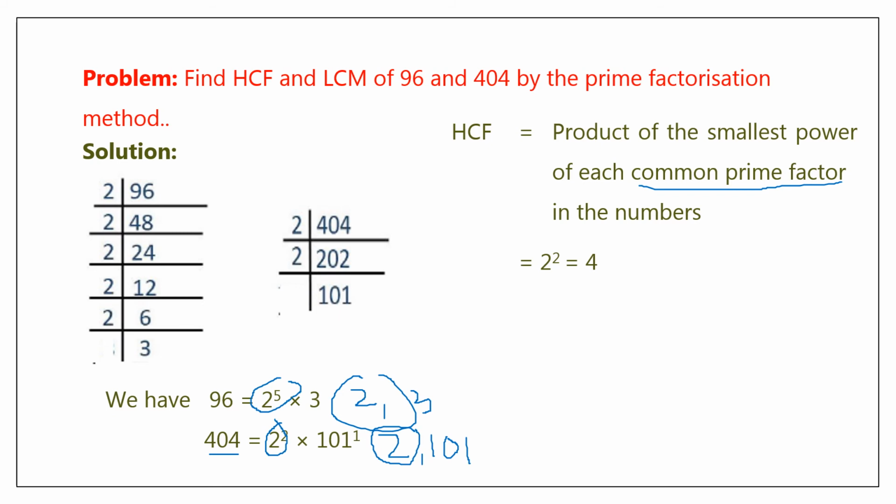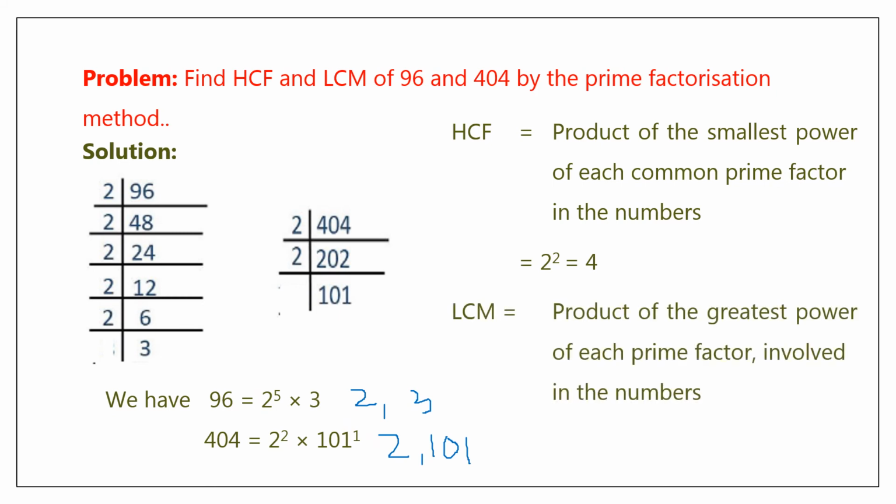Similarly, let's go for LCM. To find LCM, we take the product of the greatest power of each prime factor involved in the numbers. Therefore we have to take all the prime numbers: 2, 3 and 101. Combinedly, 2 is there, 3 is there, 101 is there. We take all the primes and their greatest powers. The powers of 2 are 5 and 2, so we take the largest power, 2 to the power 5, into 3 to the power 1, into 101 to the power 1. By multiplying this, we will get 9696. This is the required LCM.